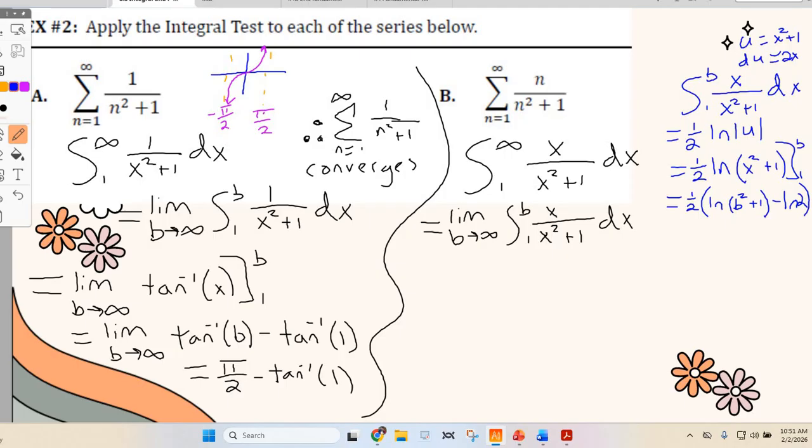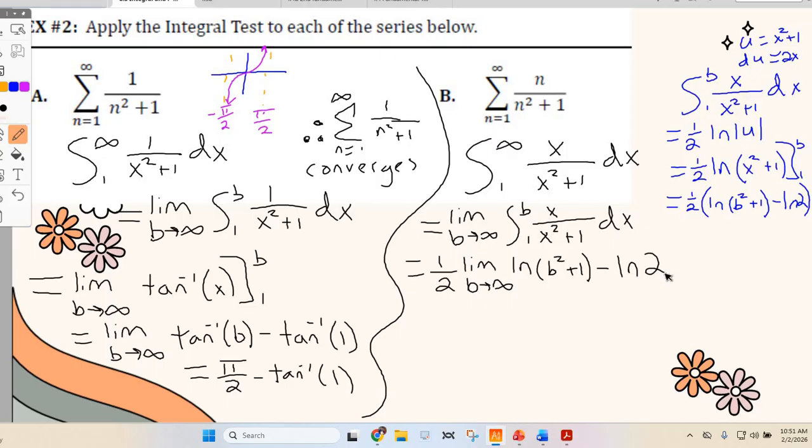Are we all okay with our integral part? Got my u sub and how I found that stuff. Because now we need to take the limit of that thing. I have a 1/2 there. Are we okay if I pull my 1/2 to the front of my limit? Yeah, it's a constant, so I'm allowed to factor it out. So then I should have the natural log of b squared plus 1 minus the natural log of 2.